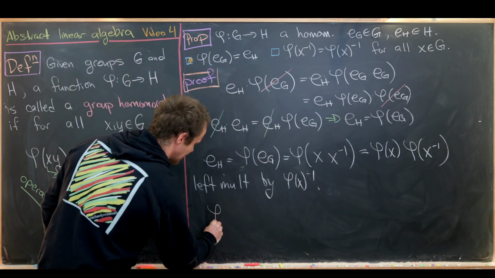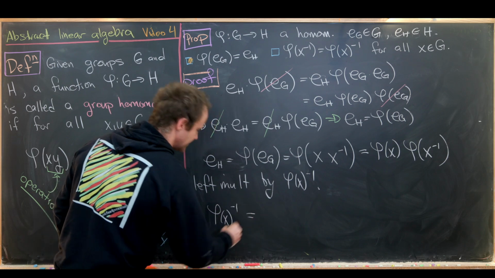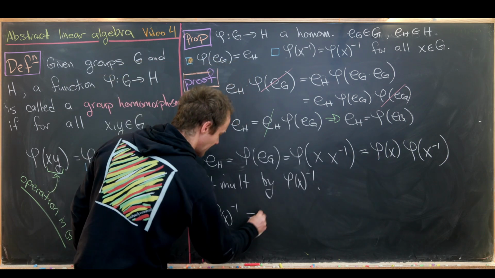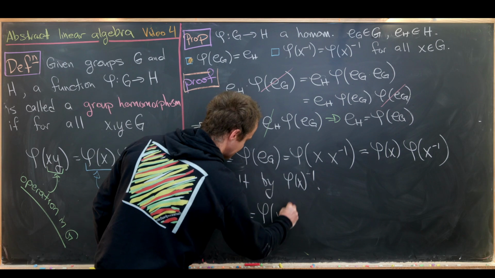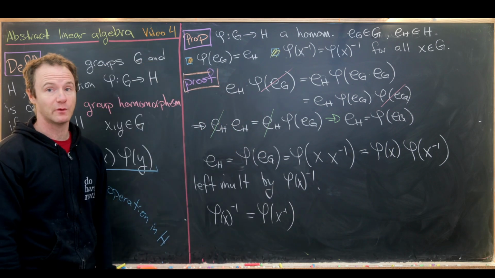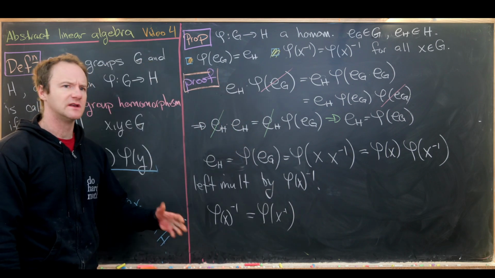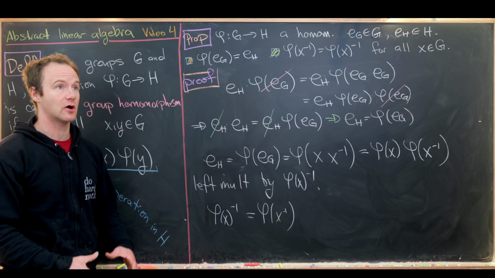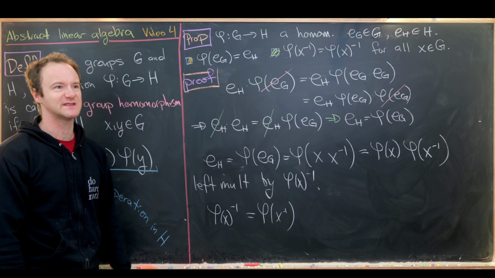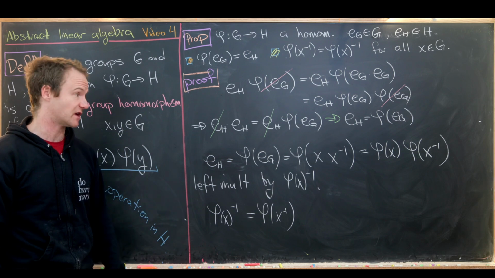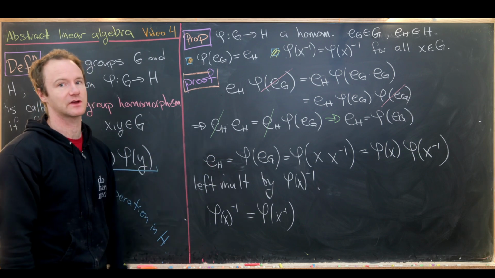and that'll give us the left-hand side of phi of x inverse, and then on the right-hand side, this phi of x cancels and leaves us with phi of x inverse. But that's exactly what we wanted for this second result. Now we're going to look at a couple of concepts that arise from homomorphisms that give us particular subgroups of the domain and the codomain.